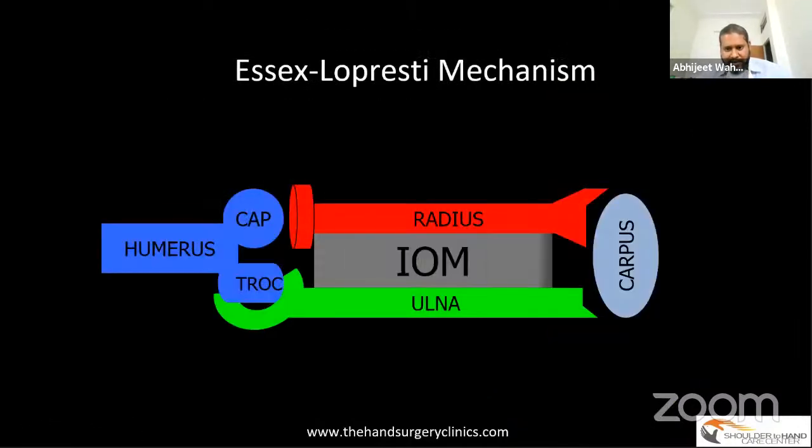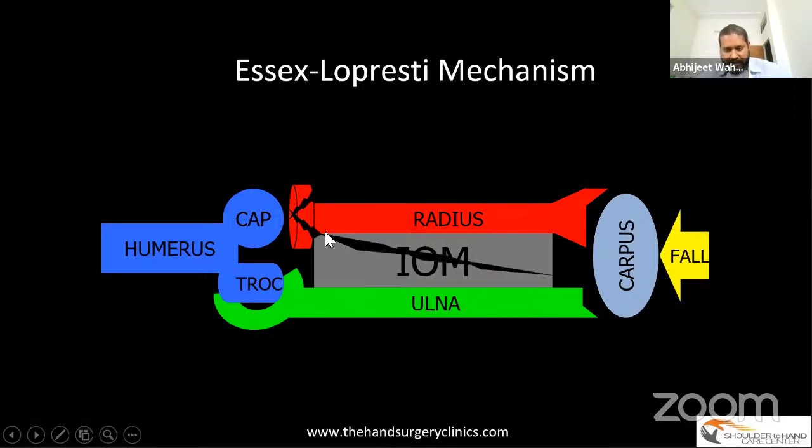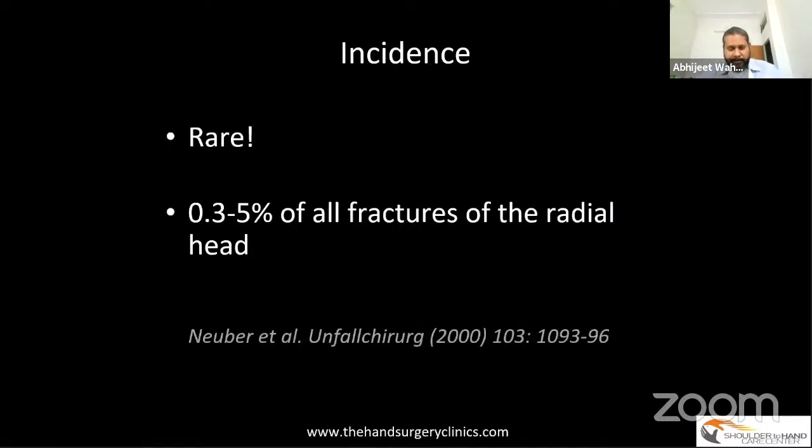So essentially, when there is a fall on an outstretched hand, the forces are transmitted in a manner where there is a fracture of the radial head, and at the same time, there is a longitudinal tear of the interosseous membrane, thereby leading to a problem of the distal radio-ulnar joint, because we now recognize that the distal oblique band of the interosseous membrane plays a very vital role in the stability of the distal radio-ulnar joint. It's a pretty rare injury, accounting for anywhere between 0.3 to 5% of all fractures of the radial head.